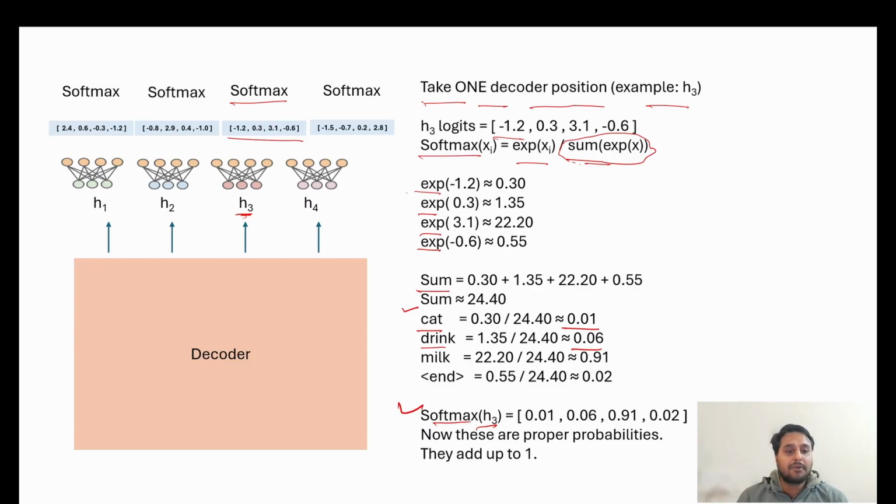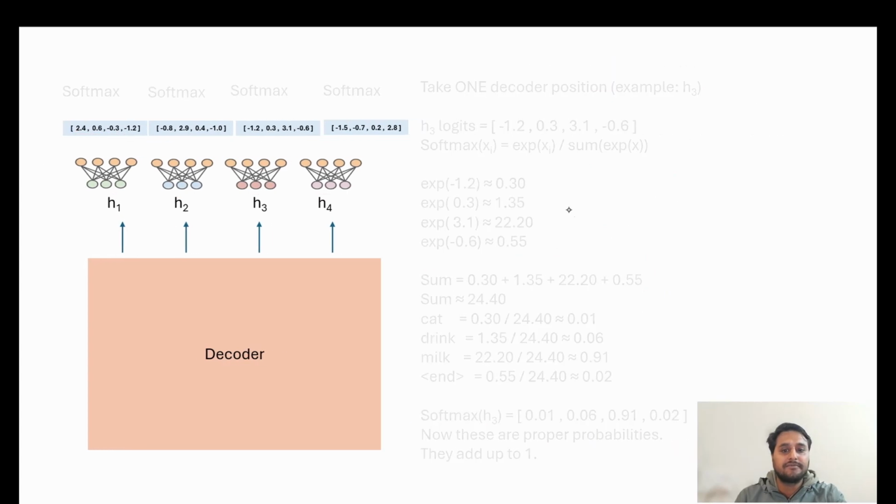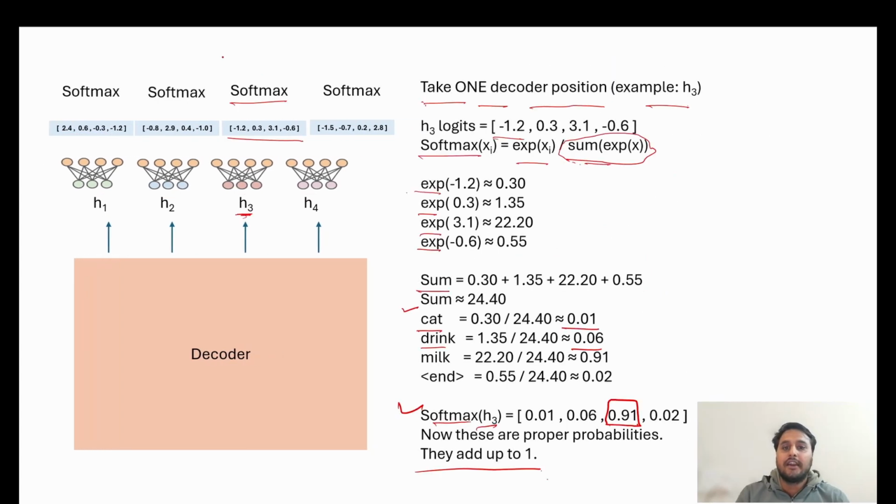We get this probability vector. These are proper probabilities, and they add up to 1. So for position 3, the highest probability is 0.91. And what is the word at position 3 in our vocabulary list? At position 3 there is the word milk. Okay, so at position 3, it will return milk. This is our next token.